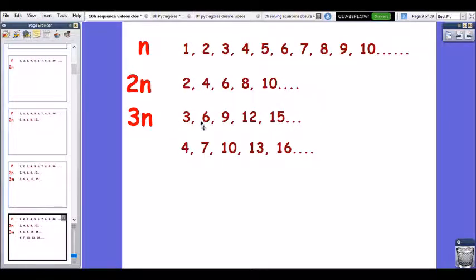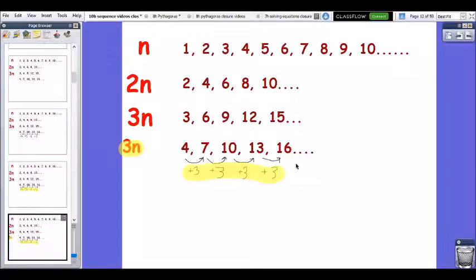How does this sequence, 4, 7, 10, 13, 16, compare to the previous sequence that we just listed? Take a moment to think about that. My 3 times table starts with a 3, but ours is starting with a 4. My new sequence is still going up in 3s, so I know it's something like 3n because it's going up in 3s, but it's not the 3 times tables. This sequence is one more than the 3 times tables, so this would be the sequence 3n plus 1.